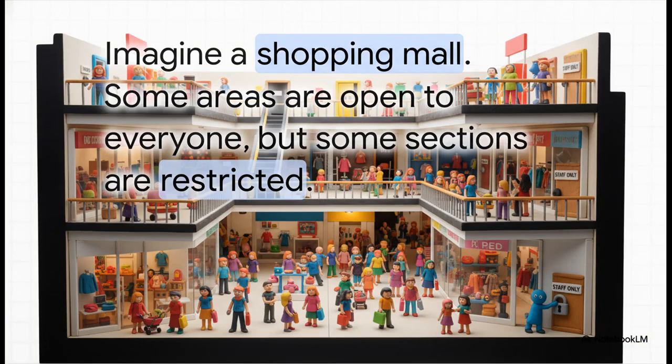Okay, now let's go to the mall. Think about it. Anyone can walk into the main mall area, right? That part's public. You can look at the shops, see the crowds. That's like the public part of this blockchain. But try walking into the back office of a store or the mall security room. No way. Those areas are restricted, they're private, and that's exactly how a hybrid blockchain works.